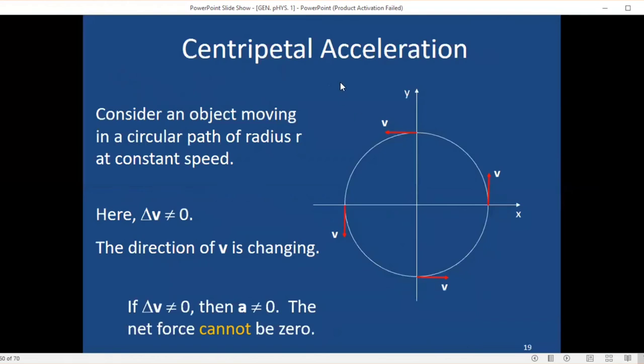Now, consider an object moving in a circular path of a radius at constant speed. We're talking about centripetal acceleration. Here, velocity will change. Ayan, kagaya ng sinasabi kanina, the direction always change. And probably, that velocity as well will change, but the magnitude will not. If the change of velocity is not equal to zero, then acceleration is also not equal to zero. Then the net force cannot be zero.